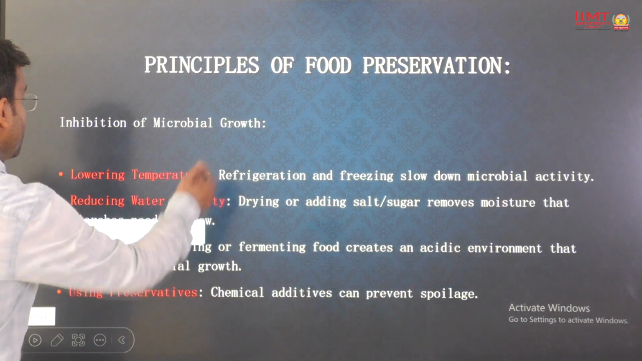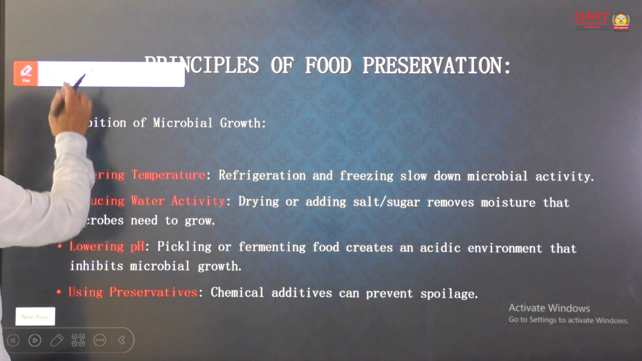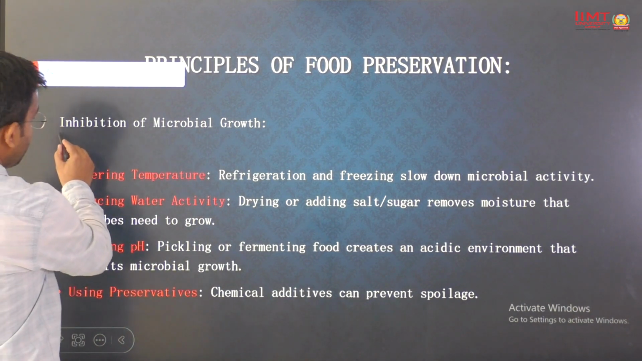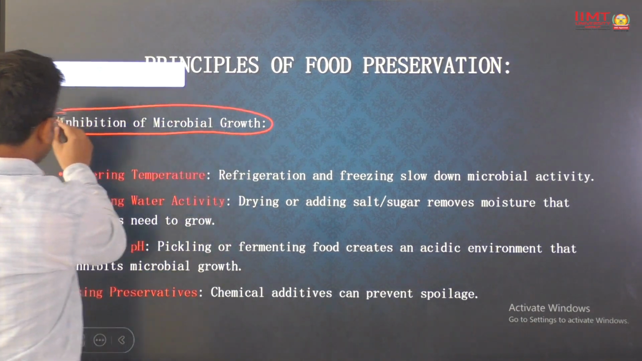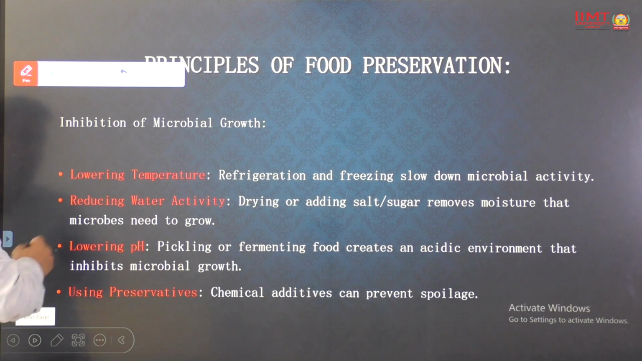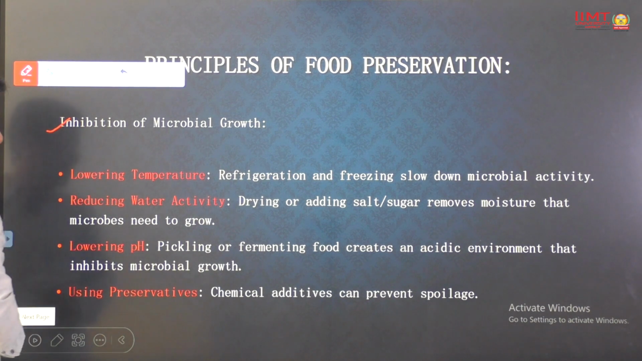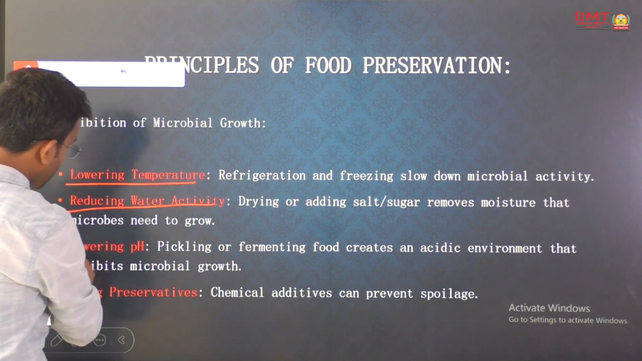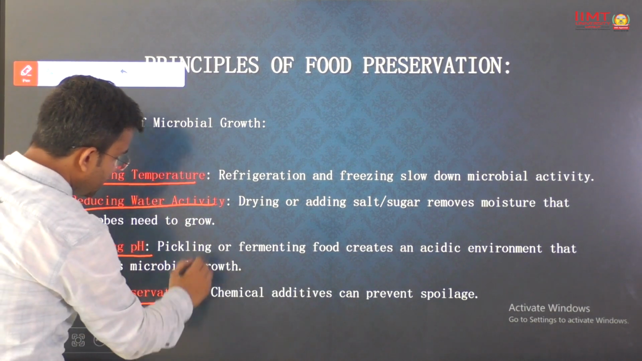So the principle of food preservation. Here we discuss the points one by one. Previously we have discussed in short about the inhibition of microbial growth. So we know what helps in the first parameter: lowering temperature, reducing water activity, lowering pH, using preservatives.